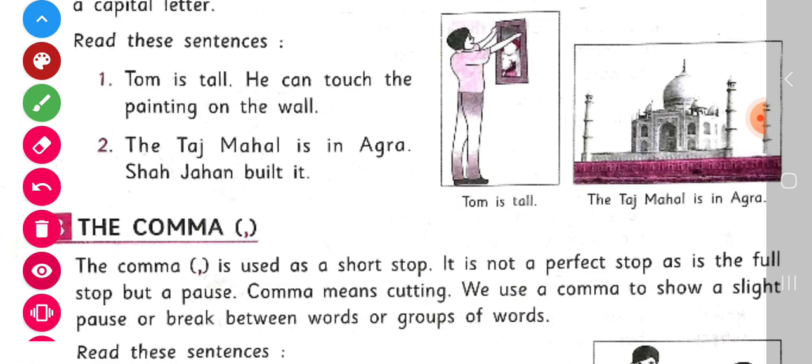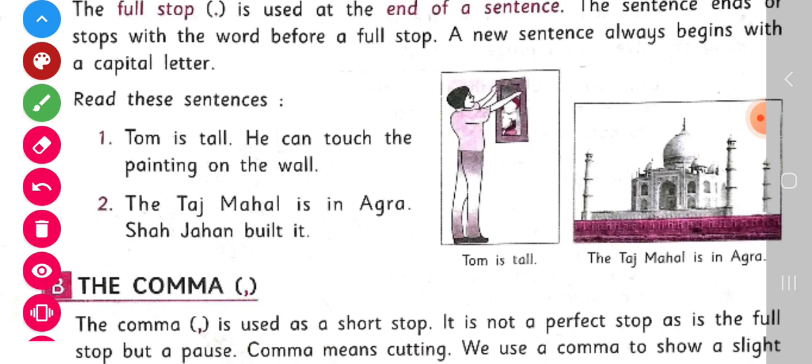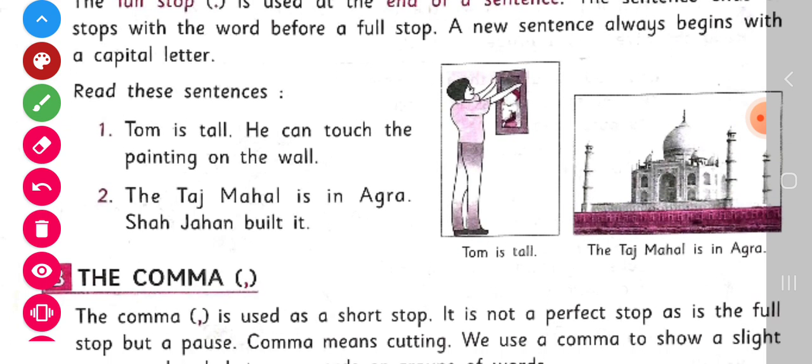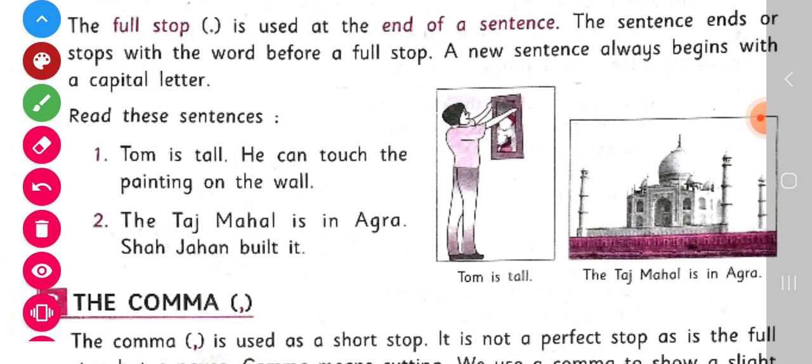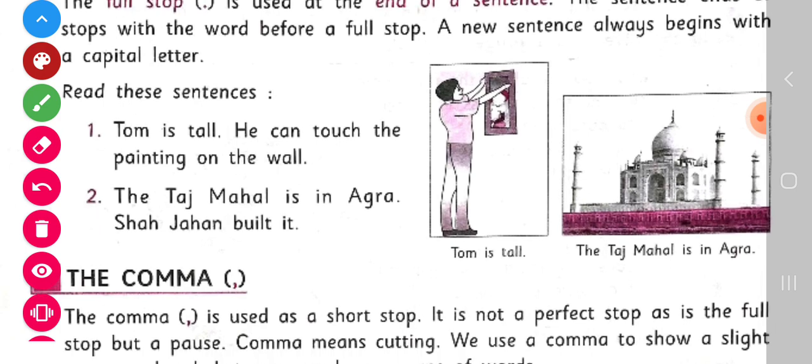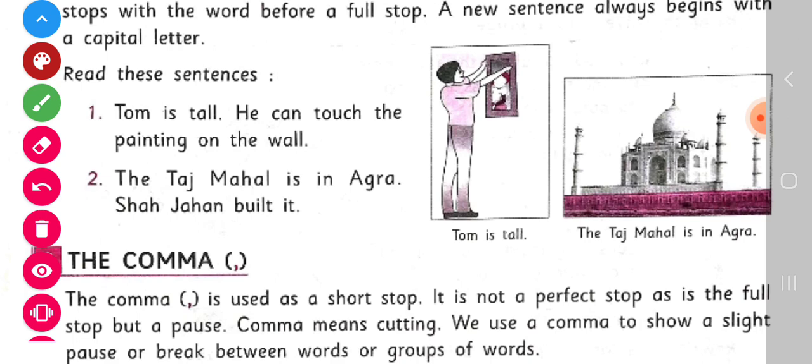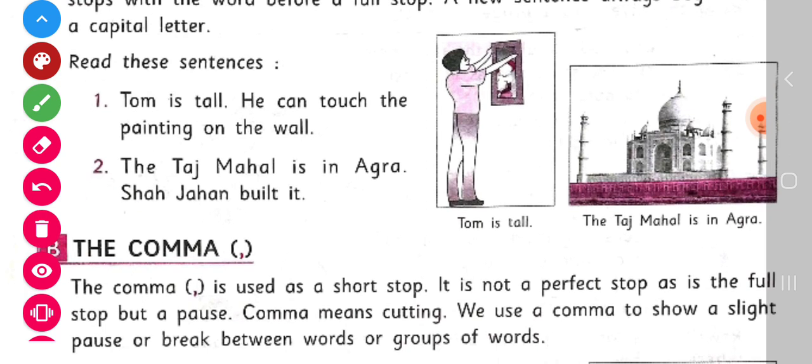So children, you know the full stop is used at the end of a sentence, and the sentence ends or stops with the word before a full stop. A new sentence always begins with a capital letter. Means after full stop, when you start the new sentence, then the very first letter of that sentence will be capital.